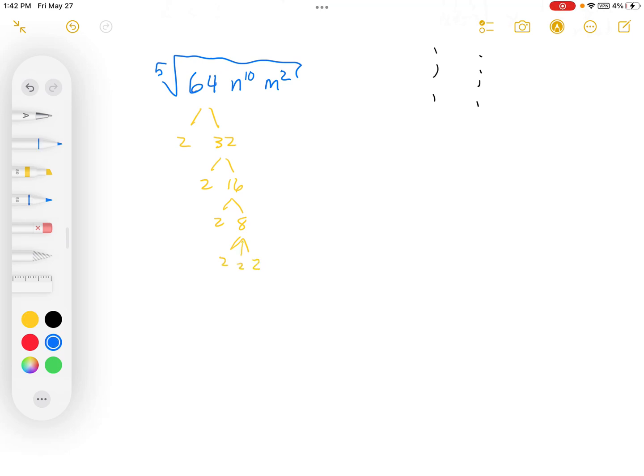So looking here, we have a group of 5 2's, meaning in our answer, there's going to be a 5 on the outside. Oh, sorry, I lied. Got my numbers confused. There's going to be a 2 on the outside, and inside the radical, there's going to be a 5 and a 2.